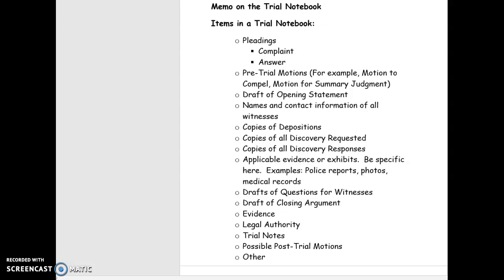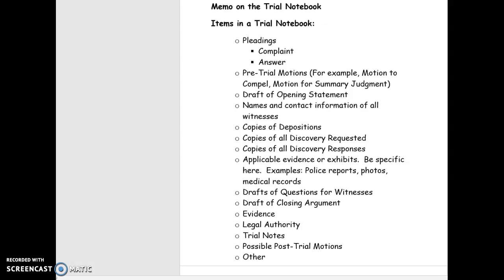Remember, when you are at trial, you're not going to have everything, but you are going to have this notebook. So anything that you want to remember or you want the attorney to remember, you can note that here. Any possible post-trial motions that you think might come up. Again, that would just be assumptions. And then any other information that you think you would like to choose to include. If you have to make any assumptions as you draft this, that's fine. Just be consistent. And so this is an idea of what I'm looking for.